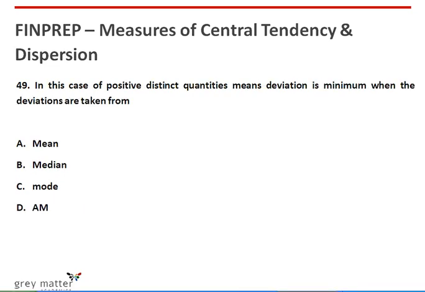49th question. In the case of positive distinct quantities, mean deviation is minimum when the deviations are taken from median. Actually, it is the property of mean deviation, the definition and the characteristics of median. The mean deviation with respect to median. So the answer is B option, or median. So B option, which says median.